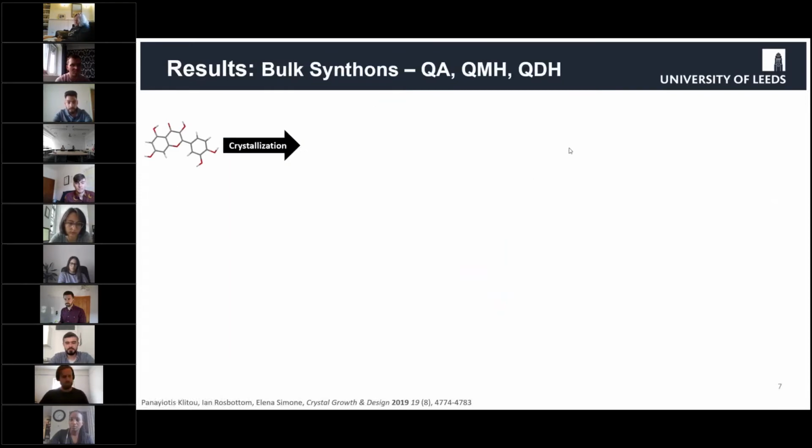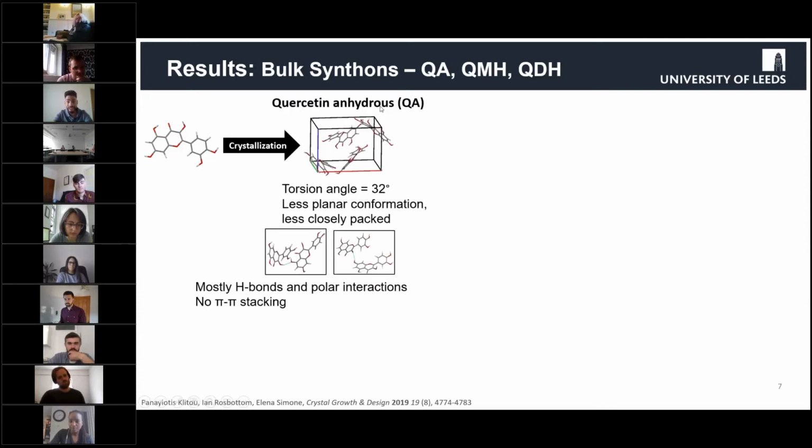What we see here are the results of the synthonic modeling. The quercetin molecule can crystallize into a quercetin anhydrous structure, which doesn't contain any solvent molecules in the lattice. It was found that for this structure, the strongest intermolecular interactions are hydrogen bonds and polar interactions, which are formed only between the different quercetin molecules, since there are no solvent molecules.